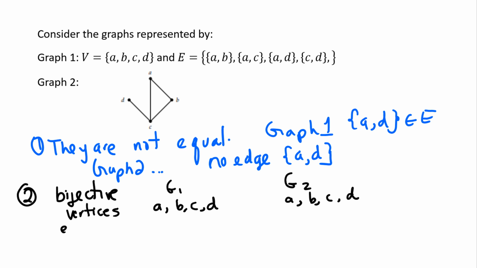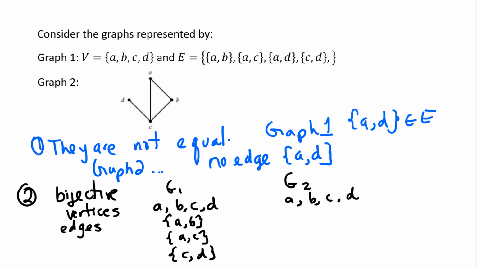So on the edges, what we're going to do is see if we can make a one-to-one mapping. We notice that we have AB as an edge for graph 1. We have AC as an edge for graph 1. And we also have CD as an edge for graph 1. Let's see if I can do a similar thing for graph 2. I know I forgot one. I'll come back to it in a minute.